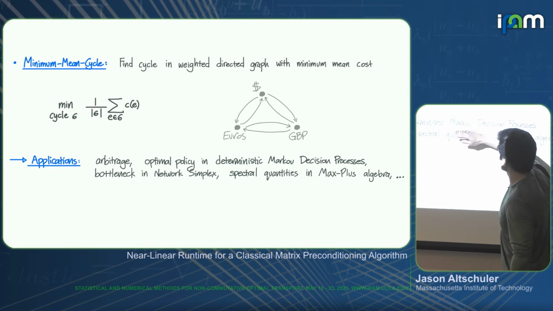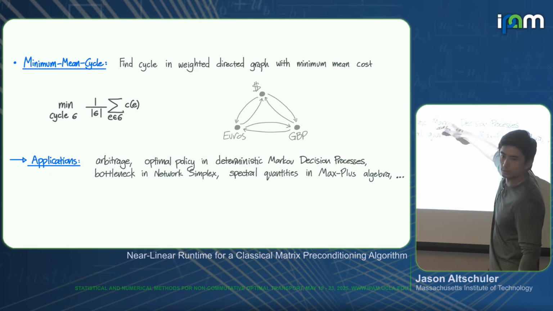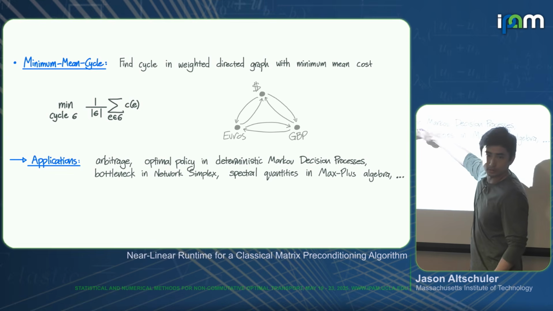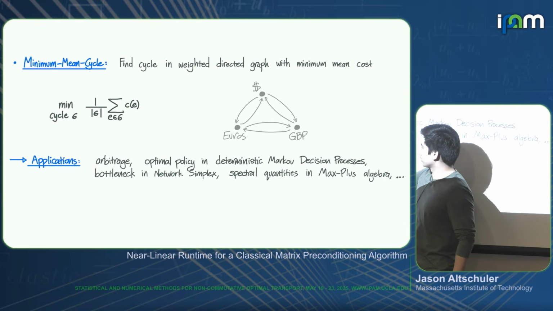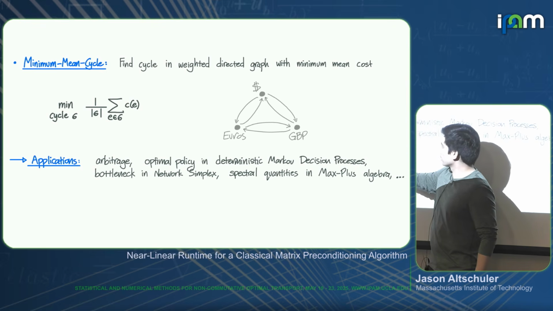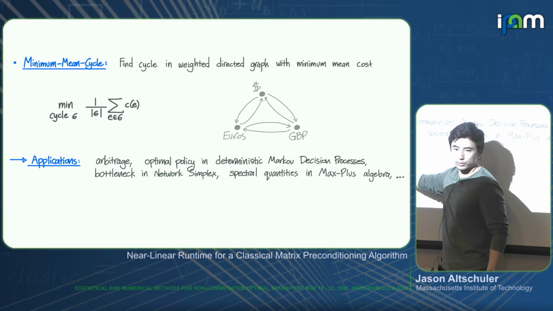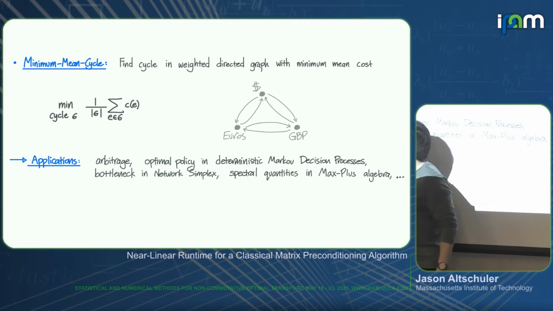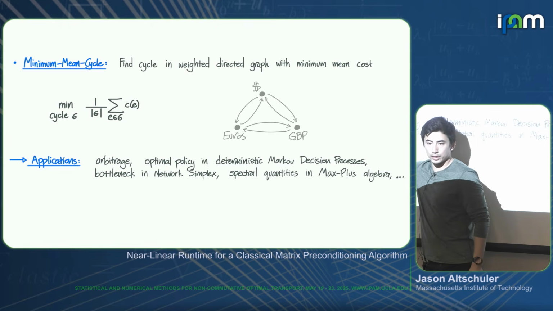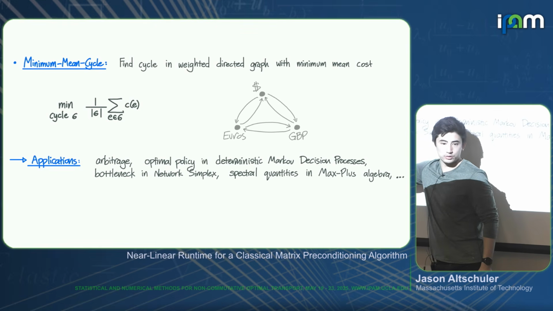But if you like machine learning or reinforcement learning, you recognize this probably as the optimal policy in the simple case of deterministic MDPs. If you like TCS or graph algorithms, then you recognize this as the bottleneck of network simplex, et cetera, et cetera. It's sort of an interesting question in its own right. For those of you who haven't seen this before, let me just introduce one application so you can see why you might care about something like this.